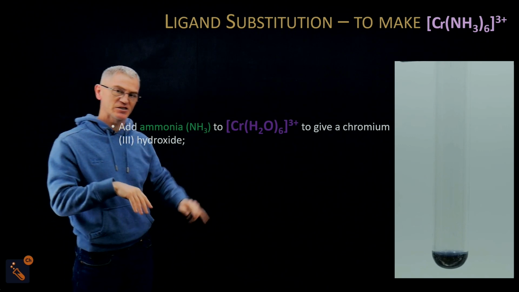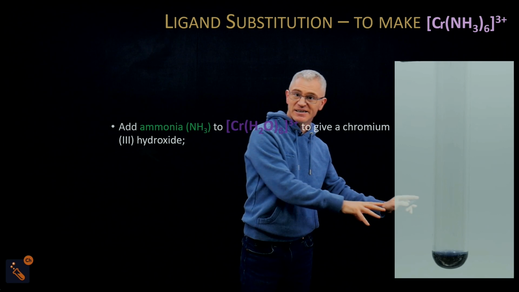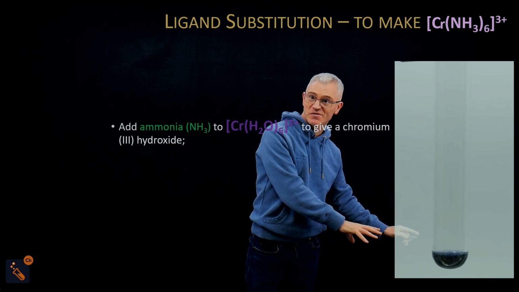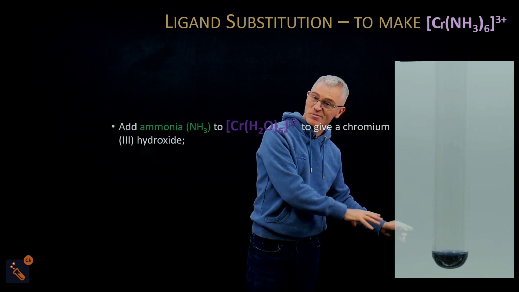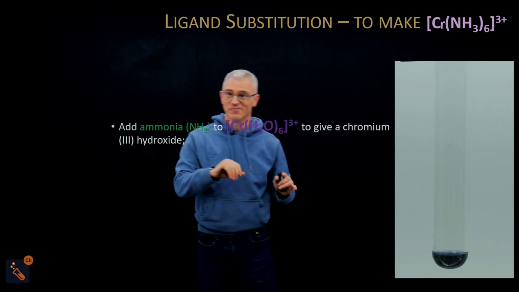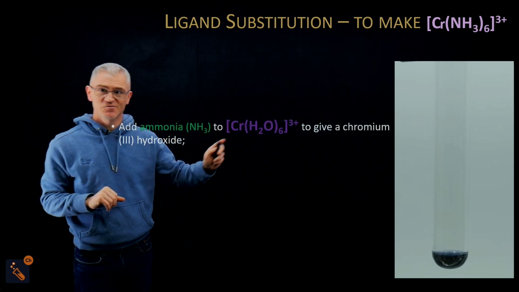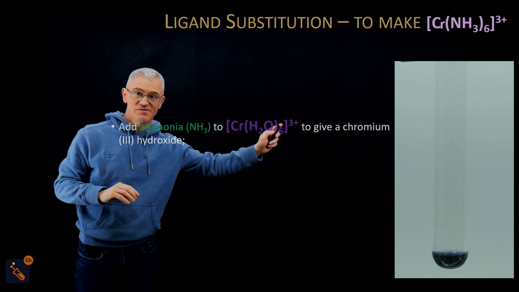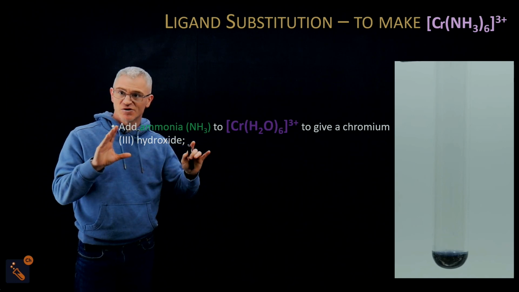This is violet. Now just to warn you, in our video that we've got here, it's not violet because we didn't have any violet versions of chromium in the lab. Okay, but all the rest of the colour changes are absolutely spot on. Now, if we look here, we've got chromium hexaaqua, which is violet again, to give chromium 3 hydroxide.